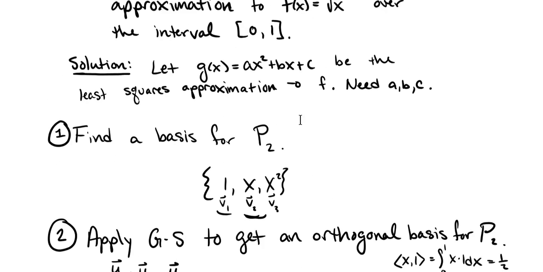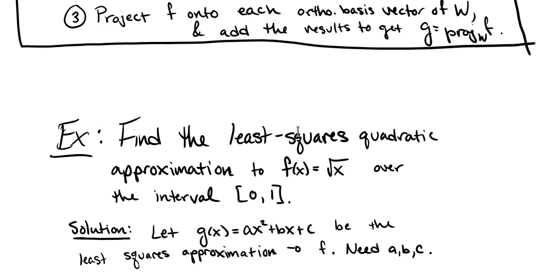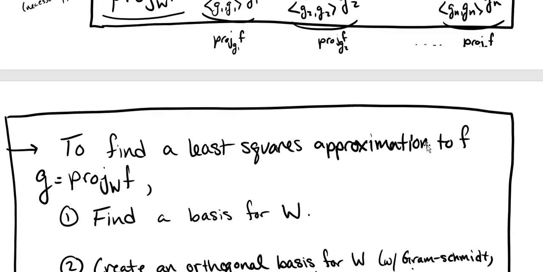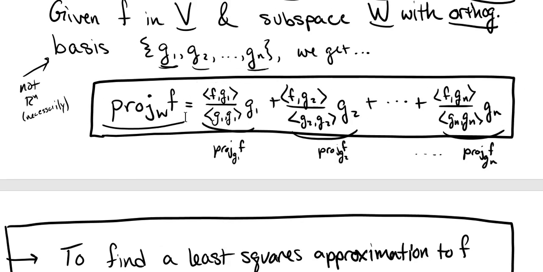So the last step here to finish up finding this least squares quadratic approximation is to project f onto each of these orthonormal, actually not orthonormal, we didn't normalize, these orthogonal basis vectors of the subspace P2. And then we'll add them all up to get that projection, right?